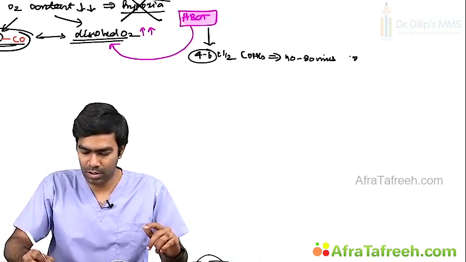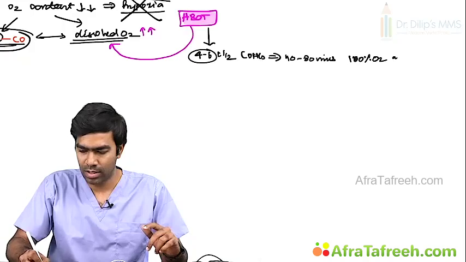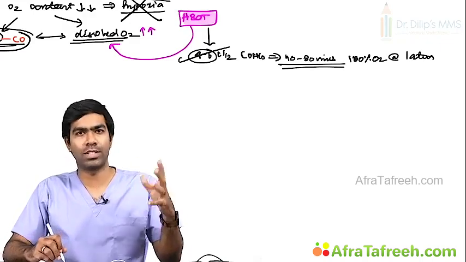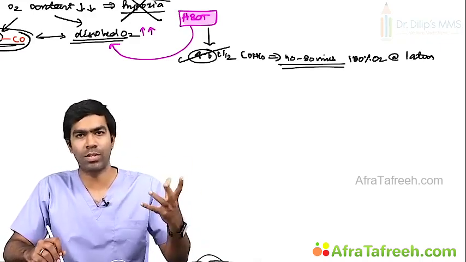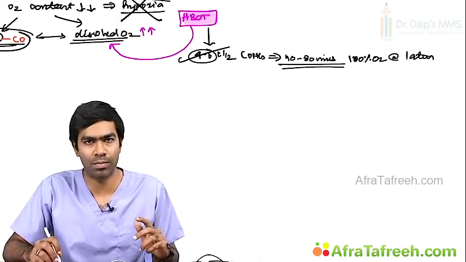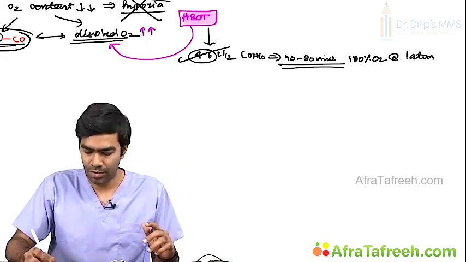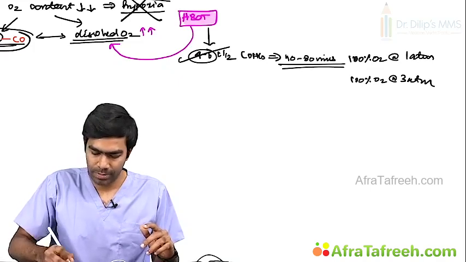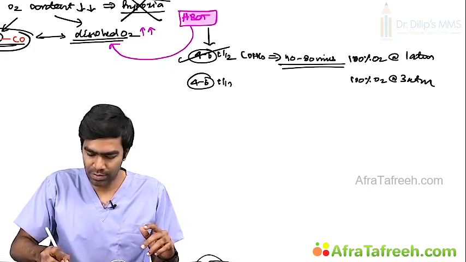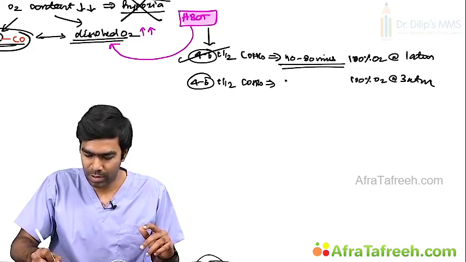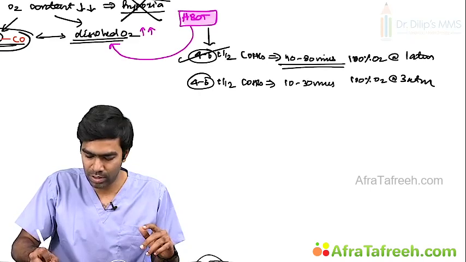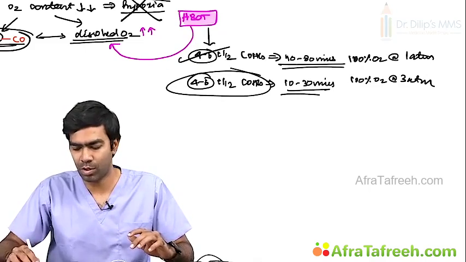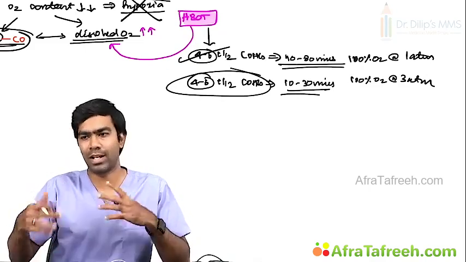With just 100% oxygen at 1 atmosphere, 40 to 80 minutes will be the elimination half-life of carboxyhemoglobin, approximately 4 to 6 T-halves. But if you give 100% oxygen at 3 atmospheres, the same 4 to 6 half-life of carboxyhemoglobin will become 10 to 30 minutes, which means you are reducing the elimination half-life of carboxyhemoglobin drastically. So the recovery will be faster.